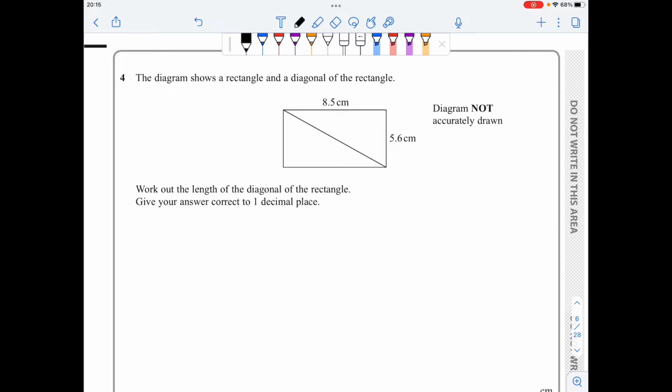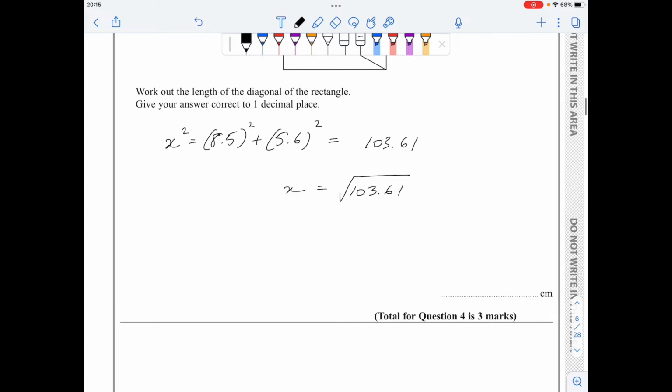In question 4, I'll need to find the diagonal, let's call it x. I'll use Pythagoras theorem, so x squared is equal to 8.5 squared plus 5.6 squared, which is equal to 103.61. So x is the square root of this number, and the answer is 10.2 to 1 decimal place.